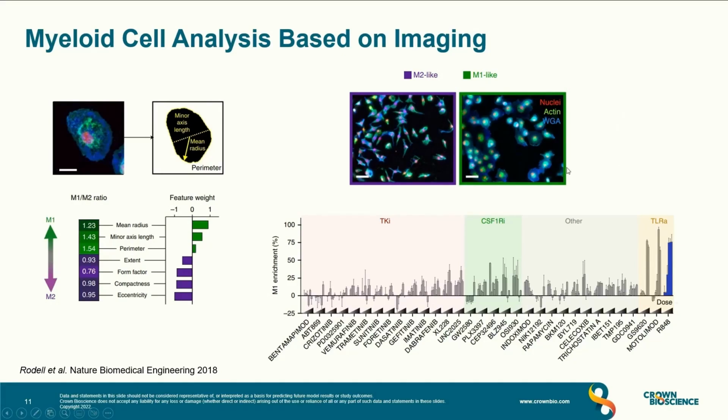This is what you see here very nicely. The M2-like macrophages are spiky, small cells, and the M1-like macrophages are round, large cells. In this study, they also showed that, based on these morphological features, by playing around with different cancer therapies, especially CSF1R inhibitors and TLR stimulation, are effective in resulting in M1 enrichment. So you can actually modify the macrophages and affect their polarization.